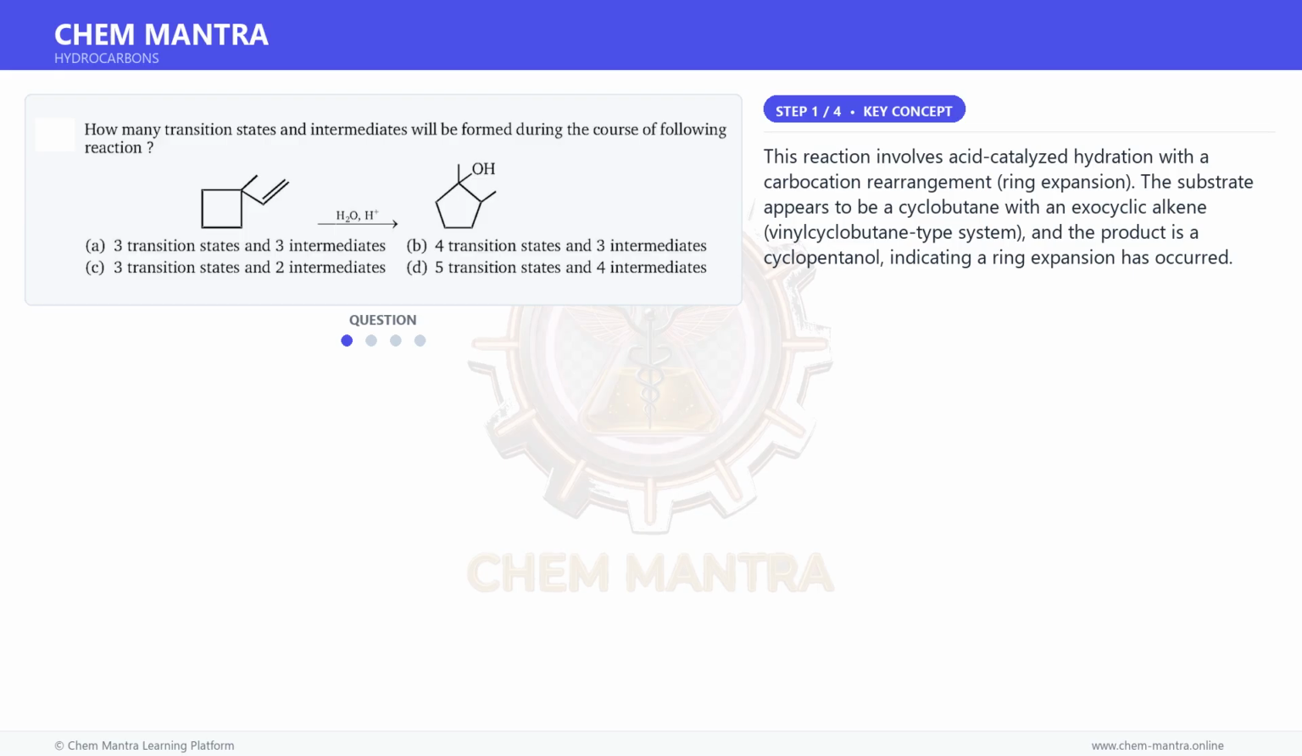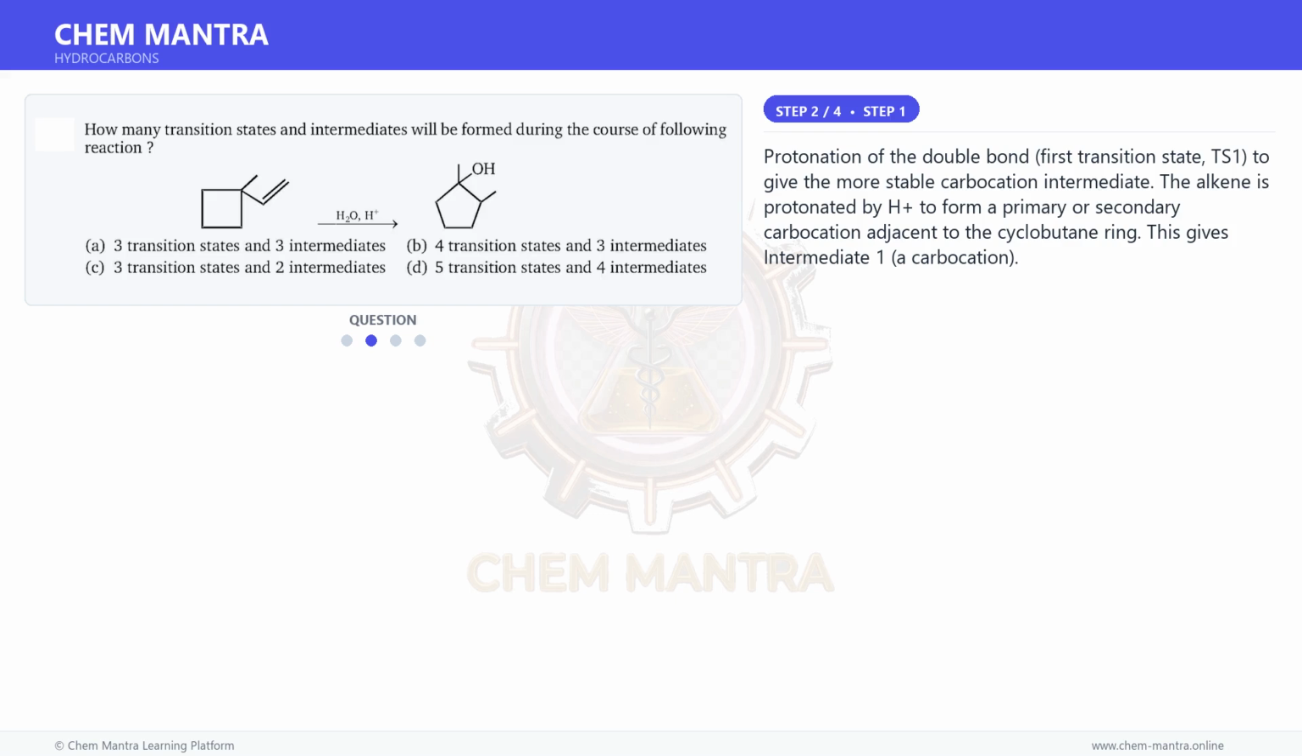The substrate appears to be a cyclobutane with an exocyclic alkene, a vinyl cyclobutane type system, and the product is a cyclopentanol, indicating a ring expansion has occurred. Moving on to the next step. Protonation of the double bond, first transition state, TS1, to give the more stable carbocation intermediate. The alkene is protonated by H+ to form a primary or secondary carbocation adjacent to the cyclobutane ring. This gives intermediate 1, a carbocation.